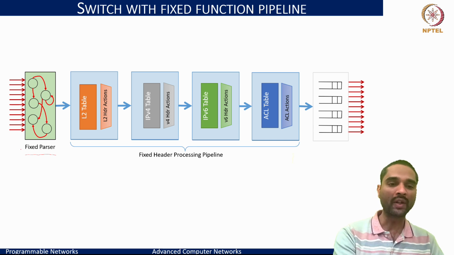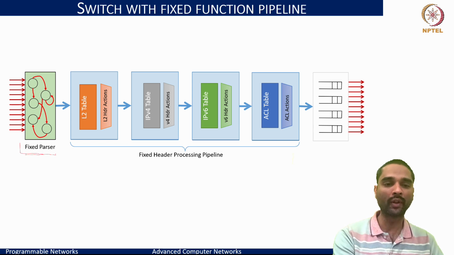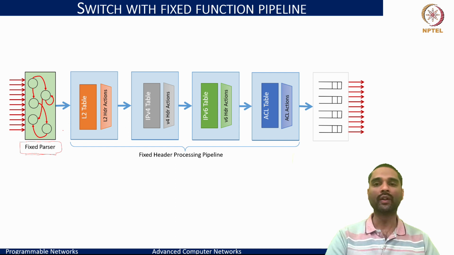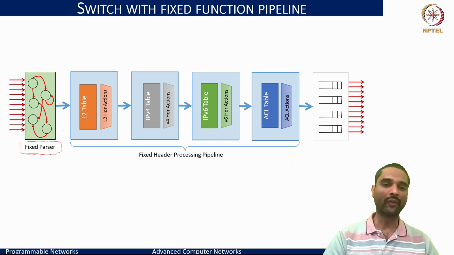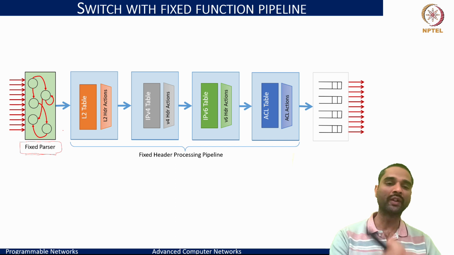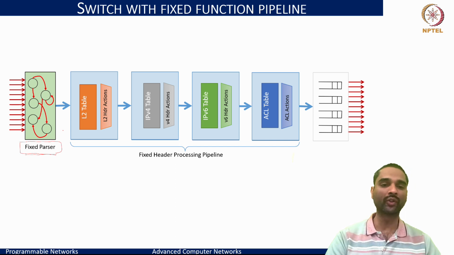So these parsing capabilities for what protocols a packet header would be matched to were confined by the ASIC developers. So it was not easy for me if I say that I want to add a new layer 4 protocol, that would not work unless the functionality was baked into this fixed parser to match that header and process.